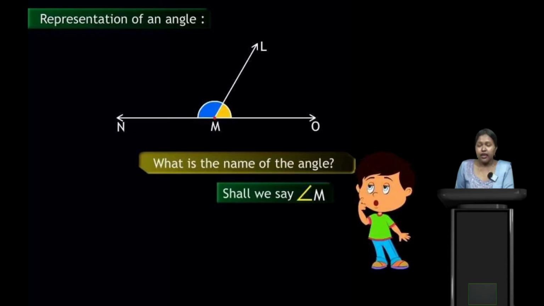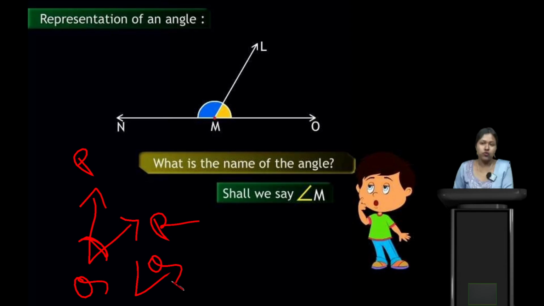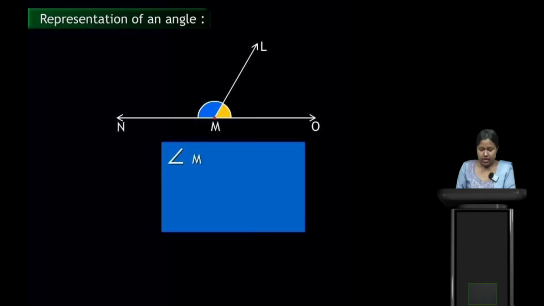Here there are a total of 3 angles. Can you say it is simply angle M? Previously we saw that only one angle was there, right? If I draw angle PQR, here Q is the vertex and it has 2 arms only, and with 2 arms only one angle is possible, so we can call it angle Q. But in this case, can we call it angle M?